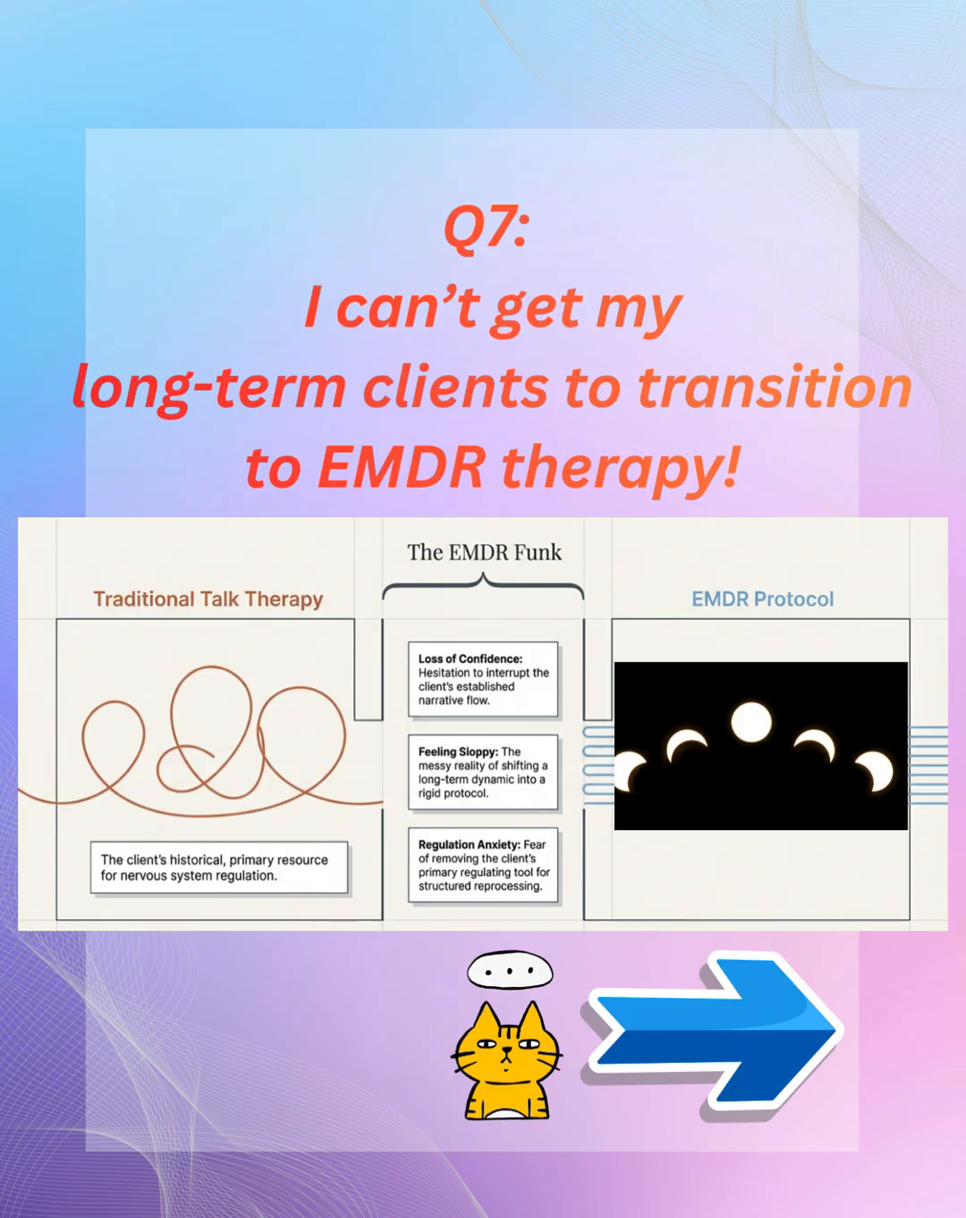Clinicians often feel an EMDR funk or a lack of confidence in guiding their long-term talk therapy client into the structured EMDR protocol. The seventh most commonly asked question is, how can I take my long-term talk therapy clients to move beyond resourcing and go into the phase 4 to 7 reprocessing? Or sometimes the question is communicated as, how can I take my long-term talk therapy client to transition them into the EMDR, that very phase structured protocol?